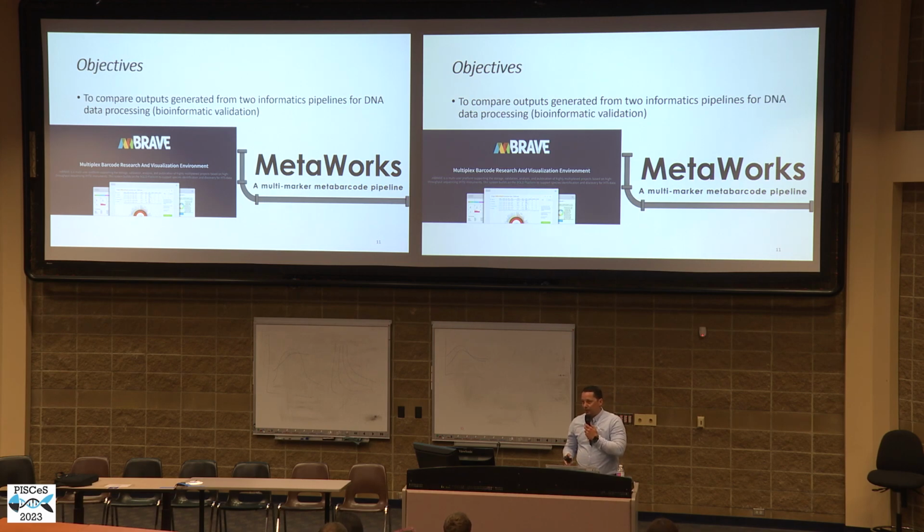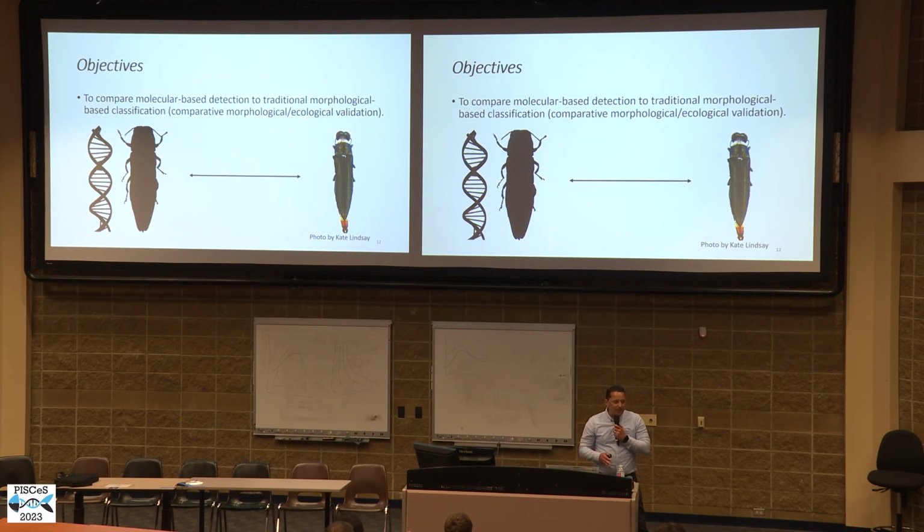So with 2 main objectives here. The first one is to compare outputs generated from 2 bioinformatic pipelines out of the 31 already established, as was mentioned earlier today. And the second one was to compare a morphological-based detection against molecular-based detection when that information was made available to us.